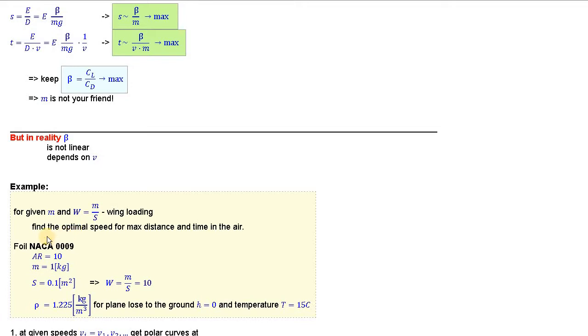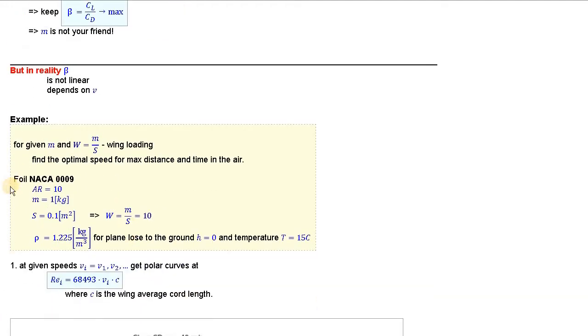So let's say we have an airplane with mass m and wing loading. So those are given. Wing loading is the ratio between mass and wing area. And the question is to find the optimal speed for maximum distance and for maximum time in the air. And let's say we have a NACA airfoil 0009.